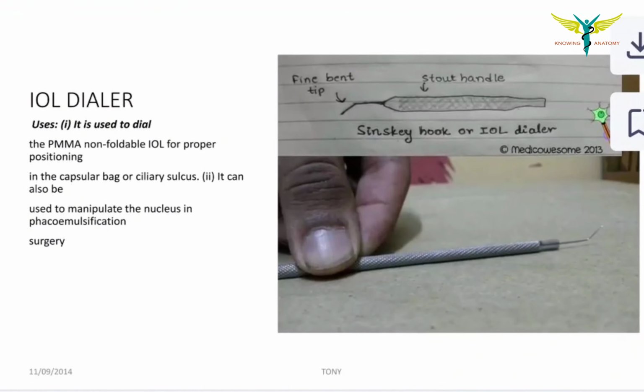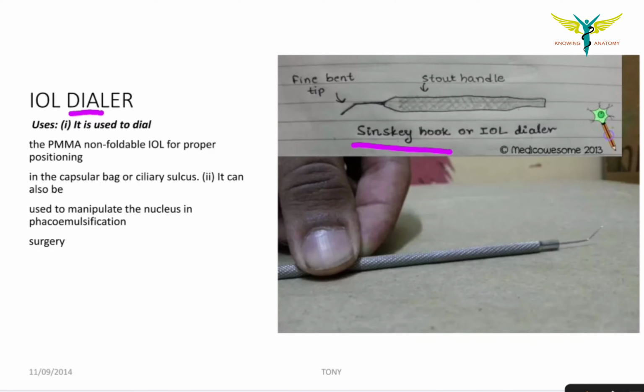Intraocular lens dialer or IOL dialer. So it is used to dial, as the name indicates, dialer. It is also called the Sininsky hook. It is used to dial the PMMA non-foldable intraocular lens for proper positioning. It has a bent tip which is fine. The tip of this dialer will be like this and like this for dialing the lens. It is used to manipulate the nucleus in phacoemulsification surgeries.